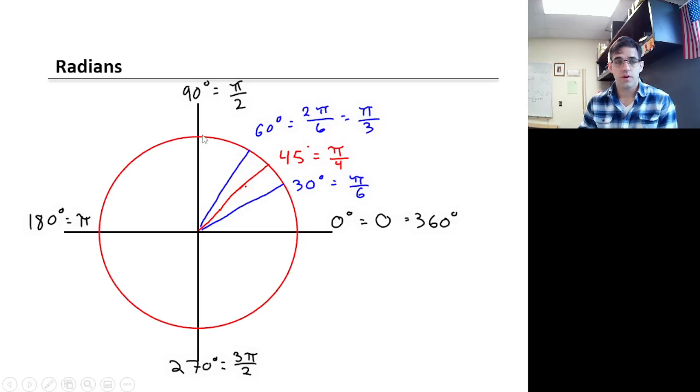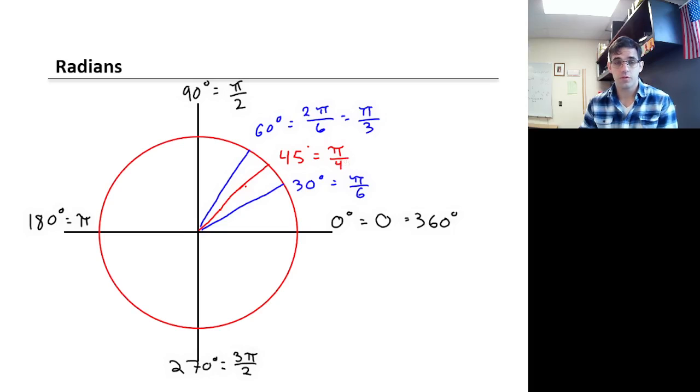And so a quarter of 2 pi would just be, well, pi over 2, half of a pi. So we say 90 degrees is equal to pi over 2 radians, or 1/2 pi radians. And we can keep going with that. We can cut that in half, so 1/8 of the circle would be 2 pi divided by 8, which is pi over 4. So 45 degrees, this red line, would be equal to pi over 4 radians.